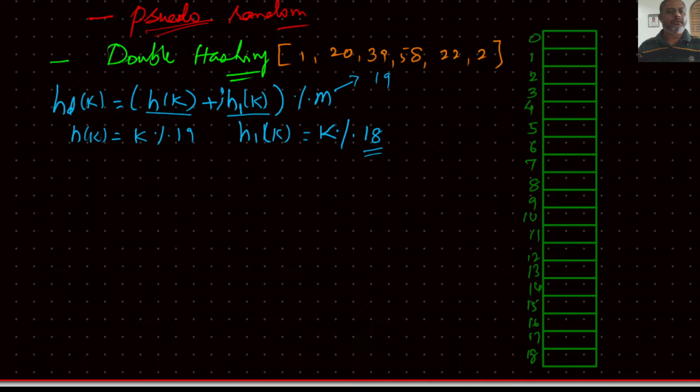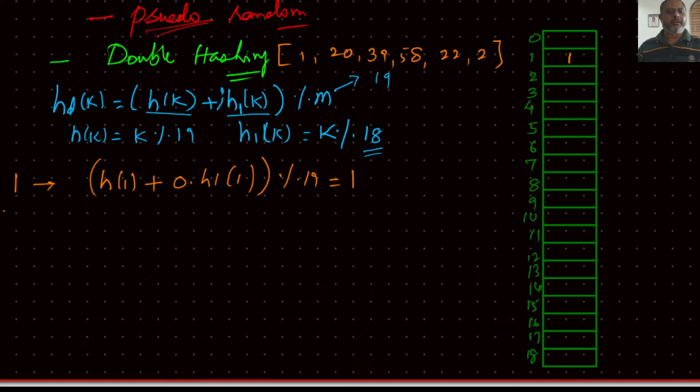So our first value is 1. So when you say 1, then h of 1 plus 0 times h1 of 1 mod 19. So h of 1 is 1, 1 plus 0 is 1, mod 19 is 1. So it's the first number, so the place is available, so add it.